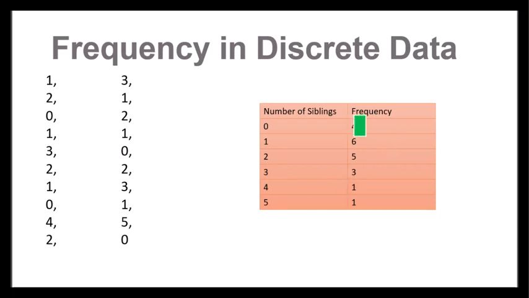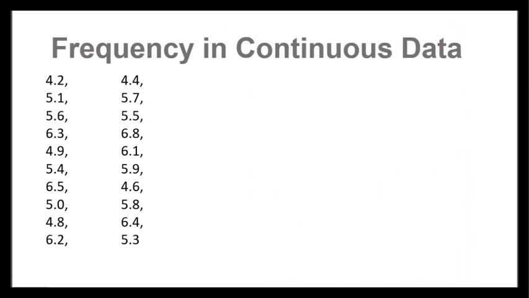And then the frequency of each one of those: the frequency of 0 is 4, meaning that there were 4 people who had 0 siblings. The frequency of 1 is 6, meaning that there were 6 people in this data set who had 1 sibling. The frequency of 2 is 5, 3 is 3, 4 is 1, and 5 is 1. And finally, you can also do frequency for continuous data.